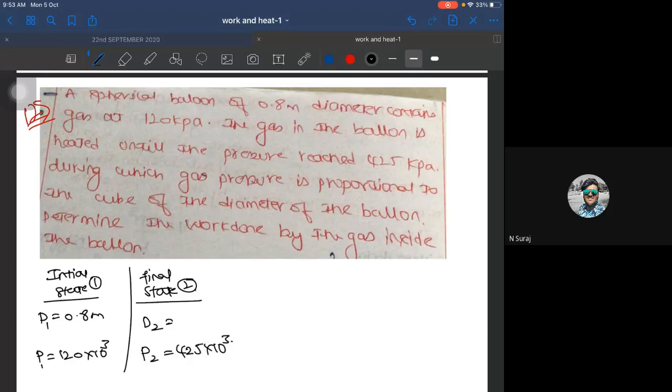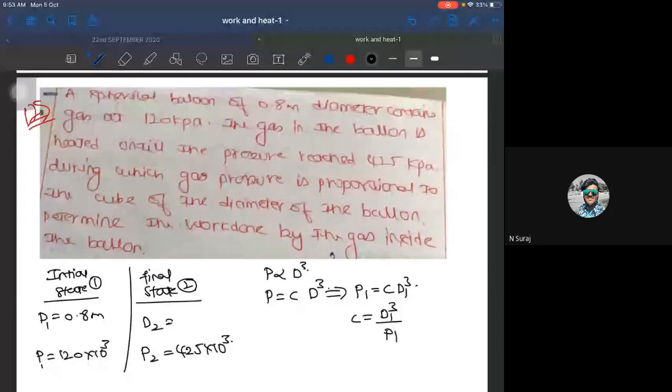Give me the value of D2, guys. Here, the pressure is proportional to the cube of the diameter. So pressure is equal to C times D cubed. From this I can write P1 is equal to C into D1 cubed, so C is equal to P1 divided by D1 cubed. From this we'll get the value of C. Later, P2 is equal to C times D2 cubed.